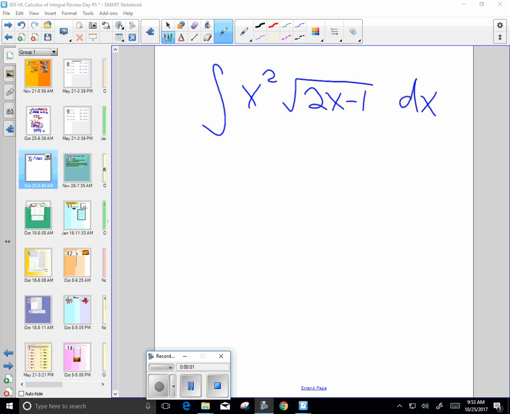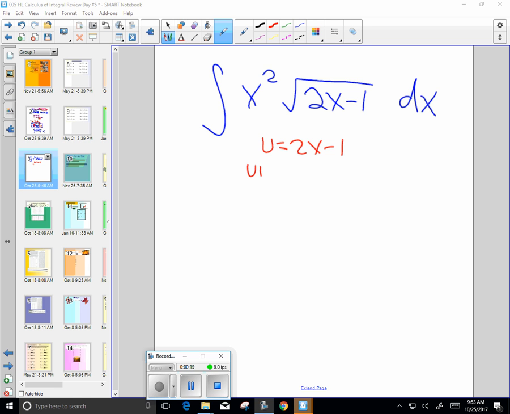This has changed the variable. We did this a week ago, Wednesday, a week ago today. And we're going to let u be equal to 2x minus 1. And so how do we find x?